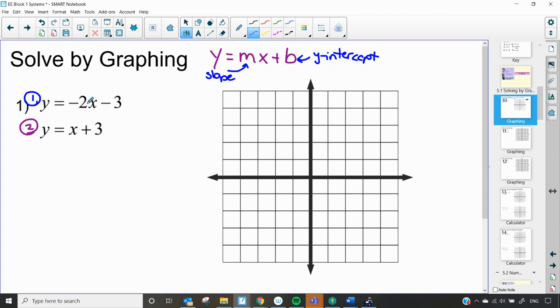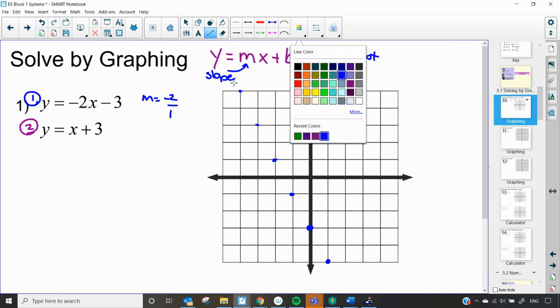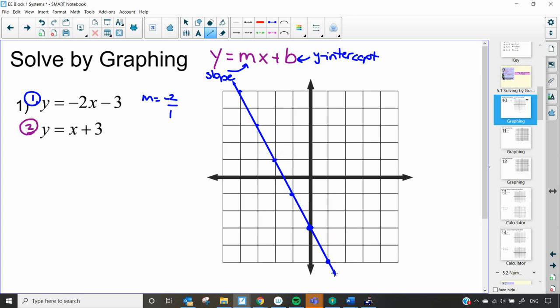Equation number 1 is y equals negative 2x minus 3. You start by plotting your y-intercept, which is negative 3, and your slope is negative 2. If the slope is negative 2, that's the same as saying negative 2 over 1. So down 2, right 1, or up 2, left 1, and so on. Now from there we can graph our line, and we'll make sure that we extend that line through the entire graph, and it'll have arrows on either end. Using a straight edge is going to be important as you work through these graphing questions.